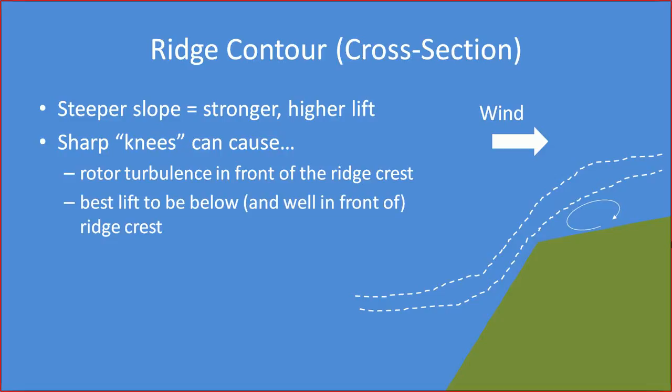The best lift is with a sharp knee. The best lift can be below the crest, so lower than the highest point on the ridge, and well in front of the highest point on the ridge, out in front of or slightly over this knee. The place where I've done the most of my ridge soaring has a contour not quite this extreme, but similar to that. We called that knee the secondary ridge, and often we would ridge soar that, and the ridge lift would be better there than up higher, up over the crest, where the ridge was pretty shallow.